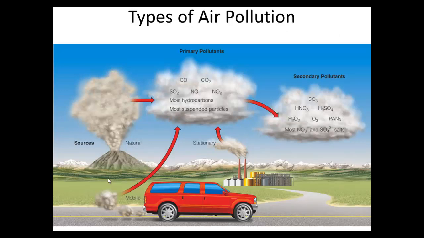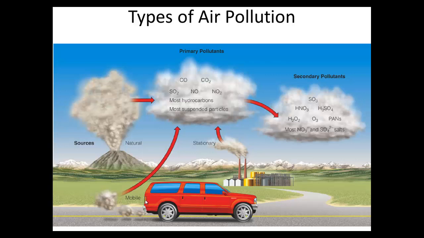So the two main types of air pollution are split up into primary pollutants and secondary pollutants. Primary pollutants are basically what comes out first. So you have your natural sources, like from volcanoes, and you also have man-made sources, which is the majority of your pollution, by the way. In the last graph you didn't even see volcanoes. So the majority is from man-made.